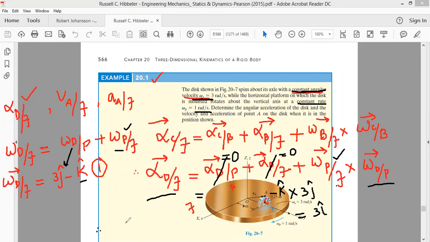Therefore we can say that the angular acceleration of the disk with respect to the ground is 3i radian per second square. The unit of angular acceleration is radian per second square. And look, when you talk about the disk, the person on the ground will say that this disk has angular acceleration, and its angular acceleration vector is along which axis?